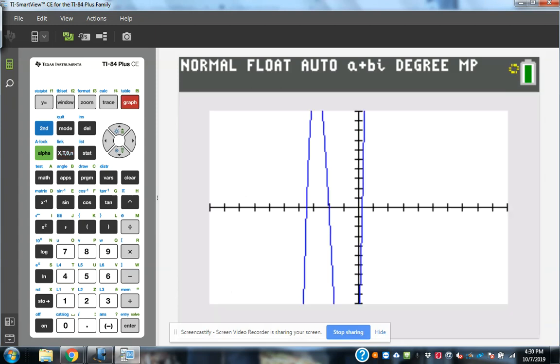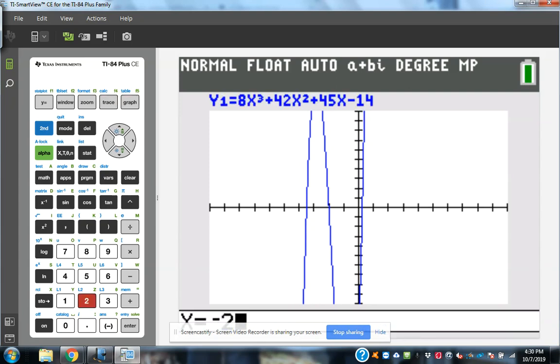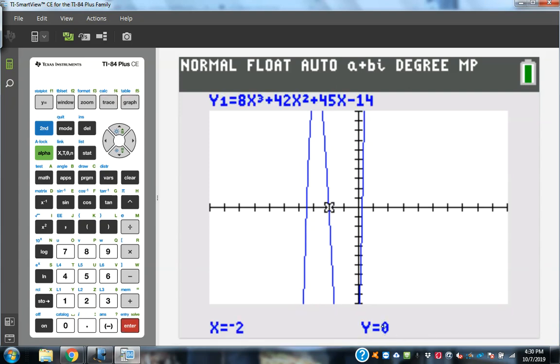I'm just going to graph it. I'm looking for some place that it crosses the x-axis at a good spot. And it looks like -2 would be that. So if I hit trace and -2, and I look at that, I get a 0 on the y. So that's what I'm going to use on my shelf is a -2 to break this thing down.